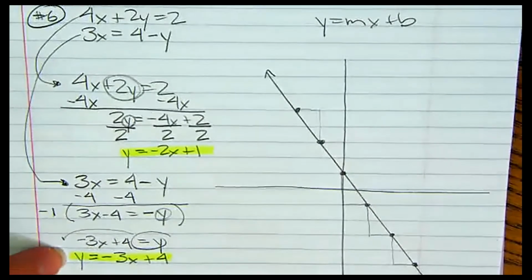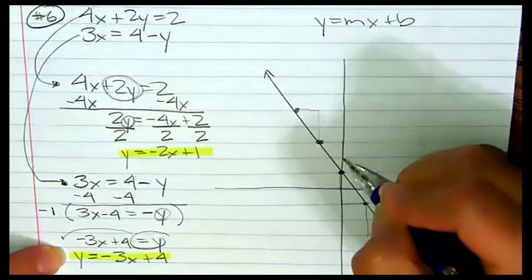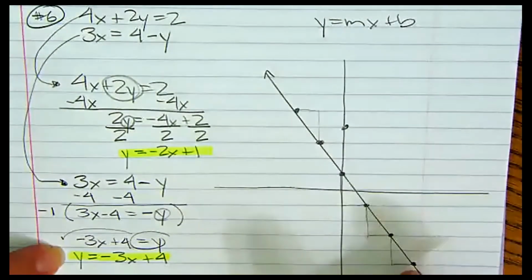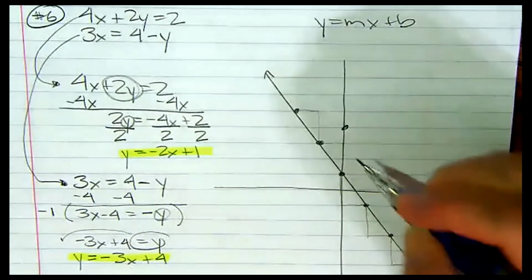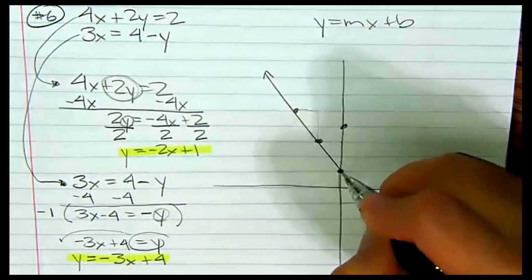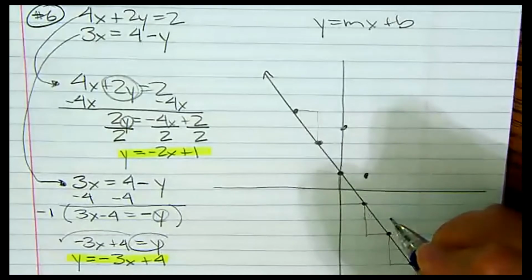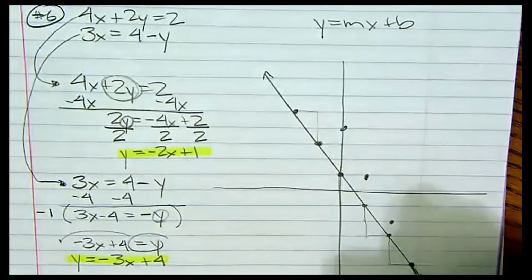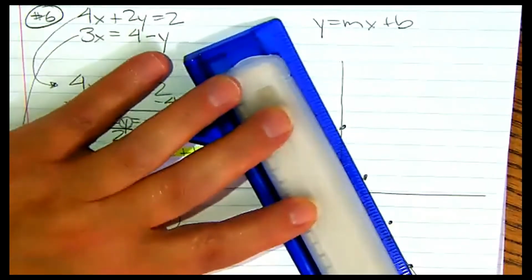Now we need to graph this equation. So my y-intercept is positive 4. 1, 2, 3, 4. My slope is still negative. It's going to go down, and it's going to go down 3 over 1. Down 3 over 1, down 3 over 1. So here we go.